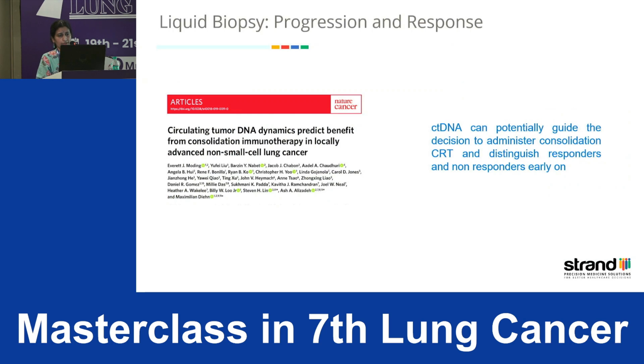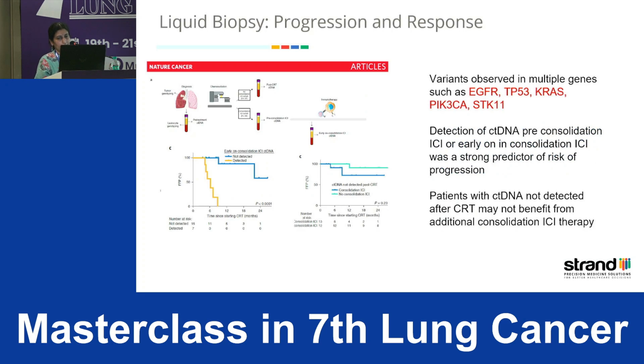liquid biopsy is a useful alternative. So this is another paper which is talking about benefit from immunotherapy. Again, that has been discussed this afternoon, and you all know more about it than I do. But what they're saying in this paper is really that the presence of cell-free circulating tumor DNA can guide the decision whether you should give immunotherapy after chemoradiation therapy or not, and it will distinguish responders from non-responders. They observed variants in multiple genes, so it's not just the standard EGFR. They looked at TP53, PIK3CA, etc. So if you have a good panel, that's something worth doing.